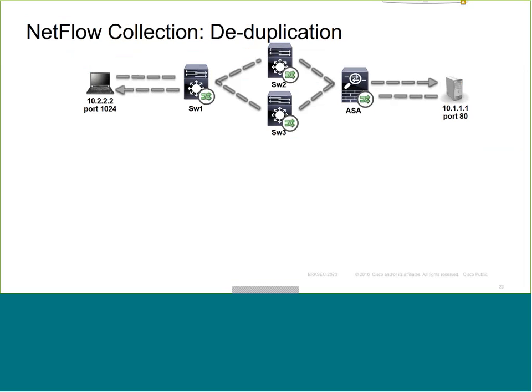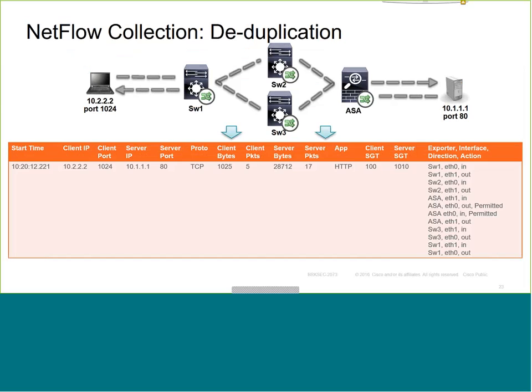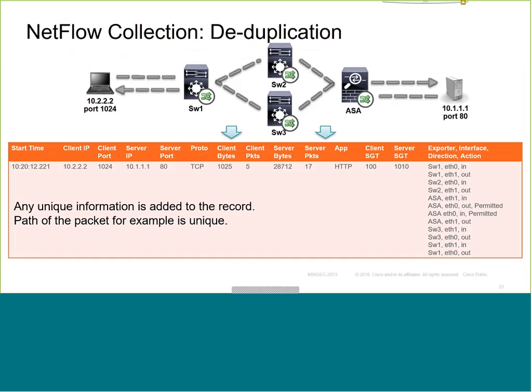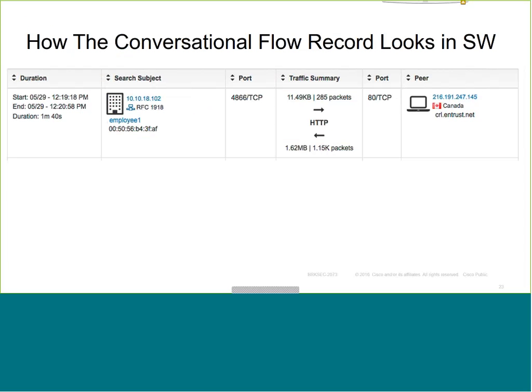In addition, we need to do deduplication, which we do. If my packet has gone through multiple switches, I'm going to get multiple packets that I need to combine, validate it all, and from there, I create a conversational flow record. And this is for a number of reasons.